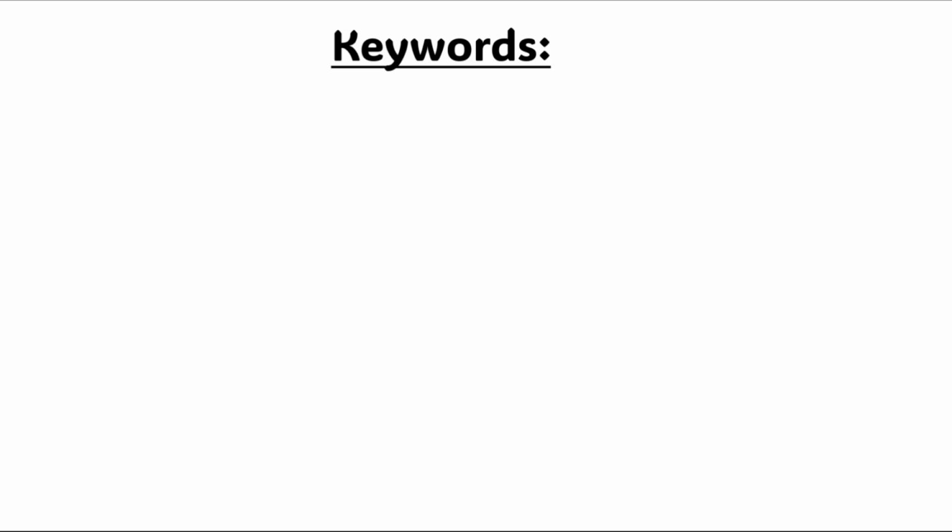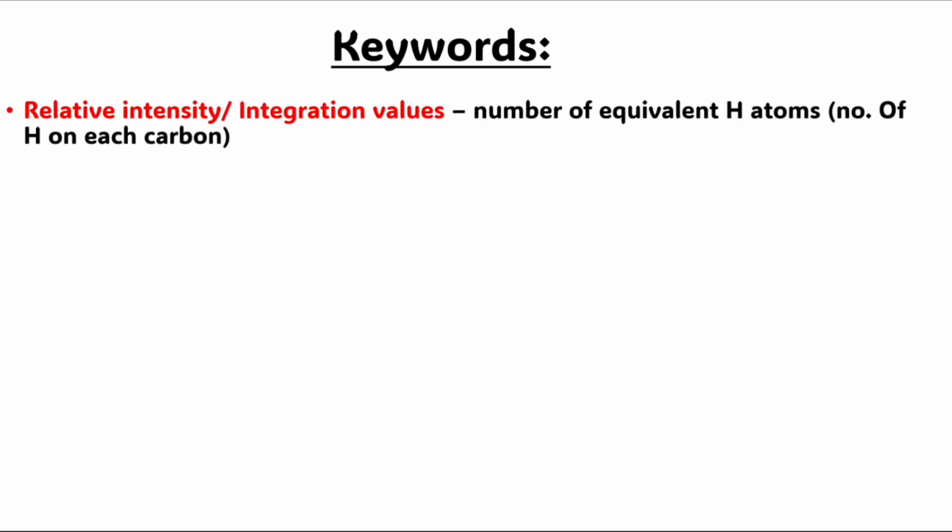Now the keywords you need to know for NMR, the whole of NMR but mainly proton NMR, are relative intensity and integration values. Relative intensity and integration values mean the same thing, but they might put any of these words in the exam question, and they mean the number of equivalent hydrogen atoms, which means the number of hydrogens on each carbon. So basically the number of hydrogens on each carbon, but in a more professional saying, the number of equivalent hydrogen atoms.